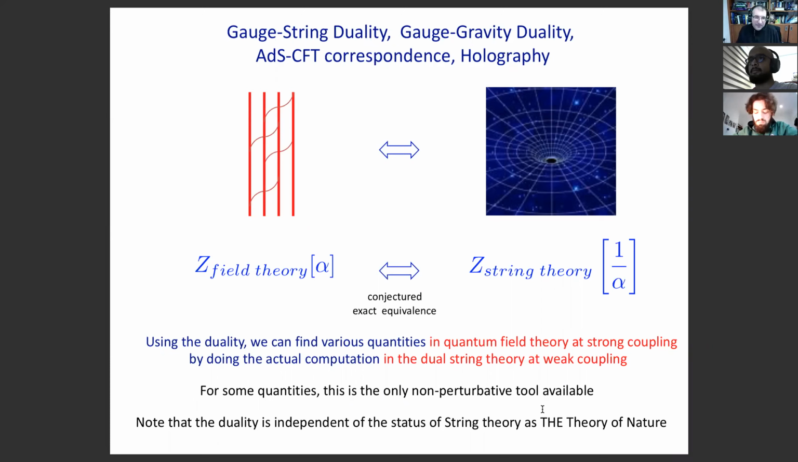Note also that this duality is completely independent of the status of string theory as the theory of nature. So we don't care. This may be a theory of nature or this may be a mathematical curiosity, a mathematical model. But the duality is a mathematical property of the theory itself. So it works regardless of its status as a theory of nature.